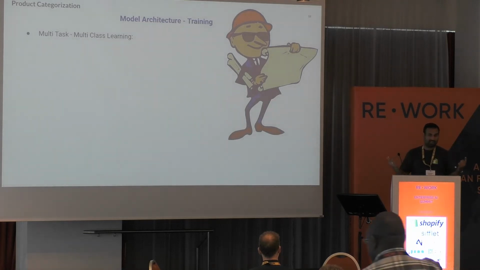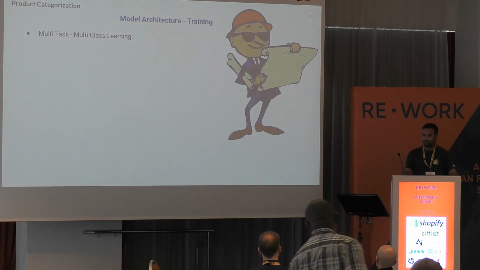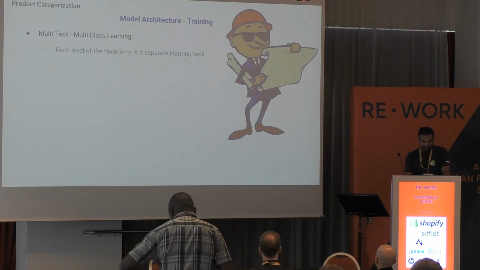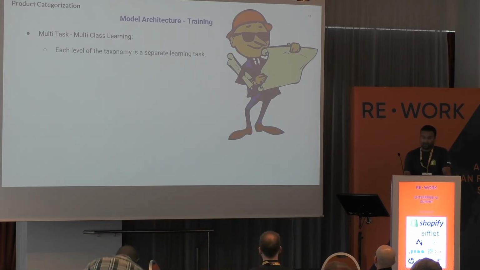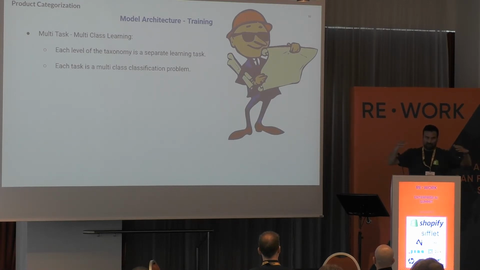Are they connected? Yes. Are they separate tasks? Also yes, right? And so each level of the taxonomy is treated as a separate task, and each task is a multi-class classification problem, right? The number of classes in each task is different. Level 1, there are fewer categories. As you go deeper, the tree starts becoming wider. And so the number of classes gets larger as you go deeper into that tree, right? And so different tasks have different number of classes.